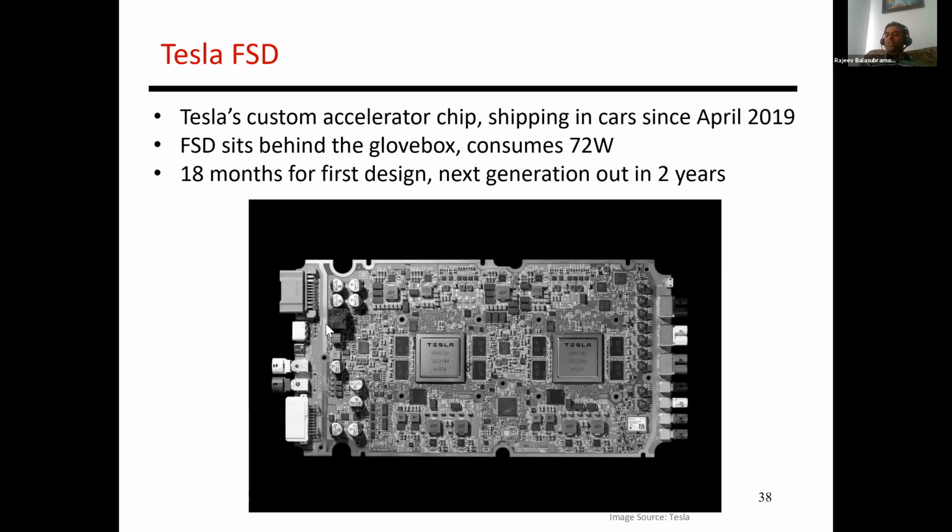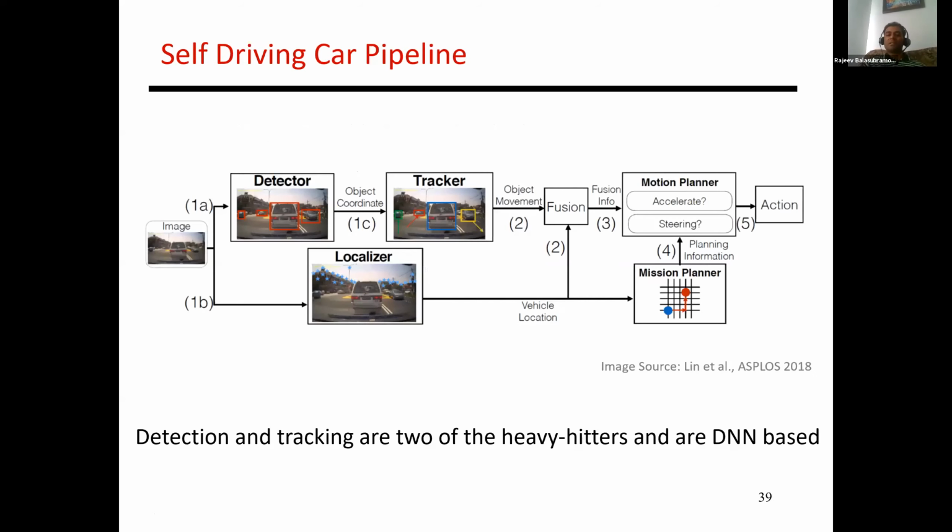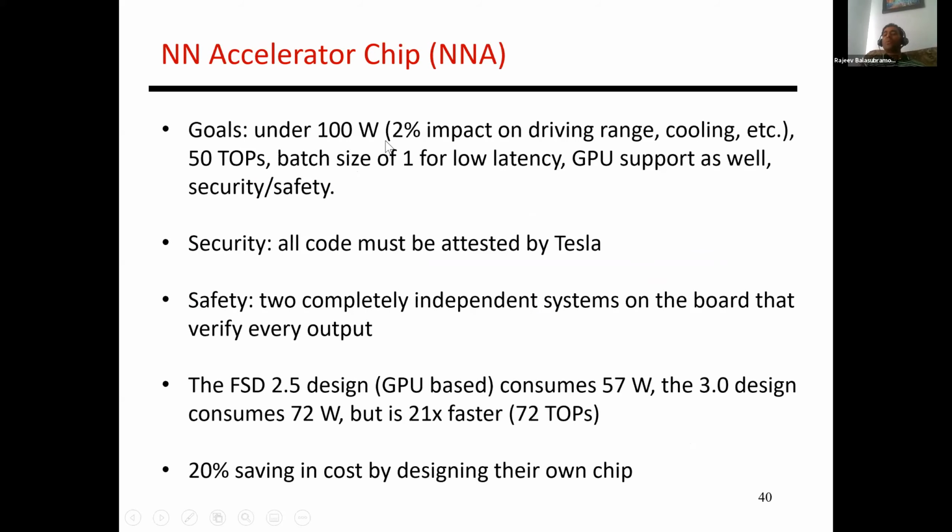The 72 watts is also important because it determines your driving range, right? So there's a rule of thumb that says that if you're within 100 watts for your compute system, that has less than a 2% impact on your driving range. Okay, so that's kind of one of their goals.